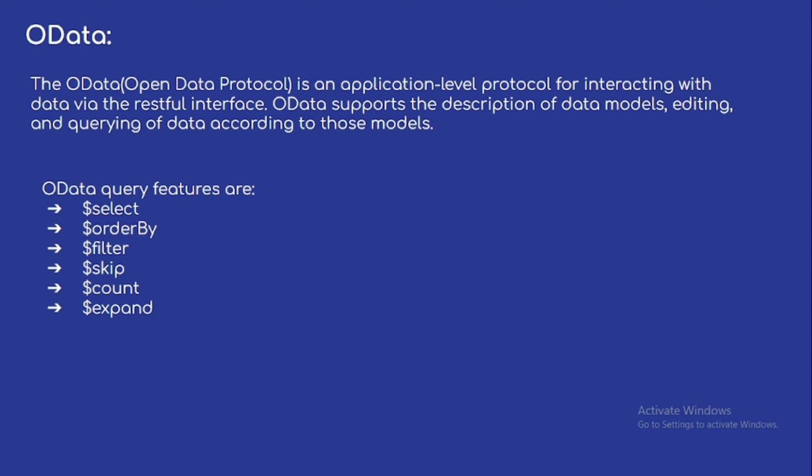filtering. So if you observe here, there are OData query features like $select, $orderby, $filter, $skip, $count and $expand. Using these queries, we can play with a normal .NET 7 Web API. Okay, so let's create a .NET 7 Web API.